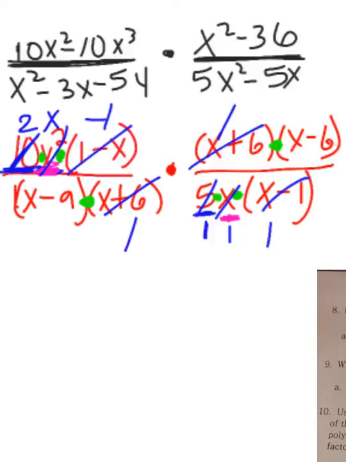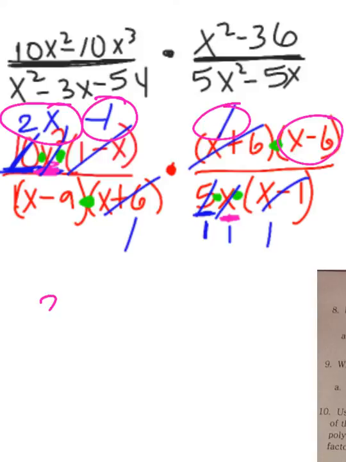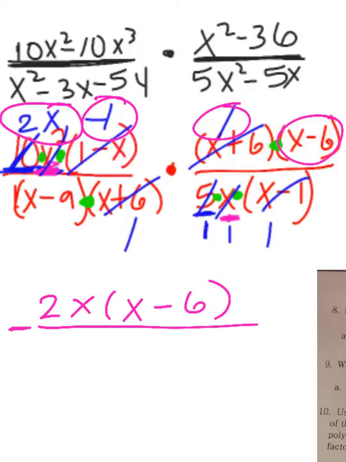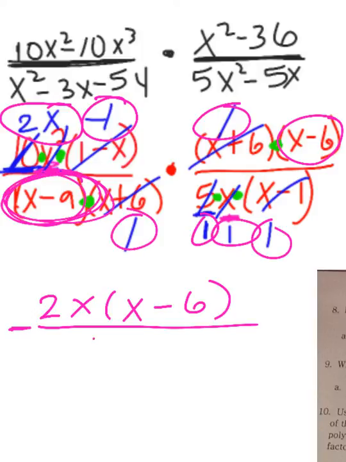So then my final answer is going to be, I have 2x times negative 1 times a 1 times x minus 6. So I have 2x times x minus 6 and a negative on the outside of that. Remember, I like to put it with the bar. And then in the denominator, I have x minus 9 times 1 times 1 times 1 times 1 is x minus 9.